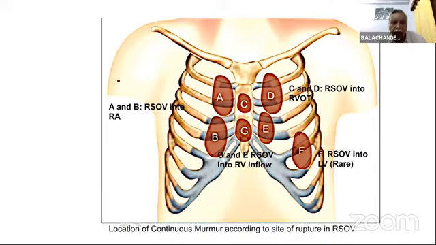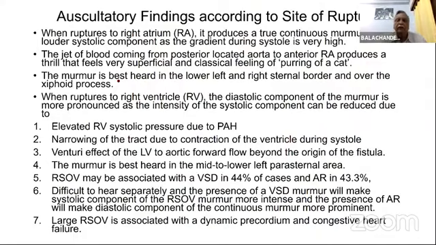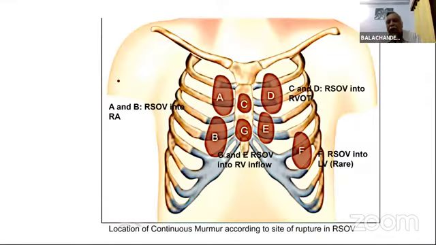Next one, please. Yeah, this is a picture I have taken from that same book, but this is for coronary cameral fistula, but I have modified it and made it to RSOV. Because the sites are almost the same, if it ruptures, for example, A and B, if you take, if it ruptures into the RA, then this is where you get the maximum, that is the second right intercostal space and the right lower sternal border. Turn the patient to the right side and you will see B gets augmented. So this is for RSOV into RA.